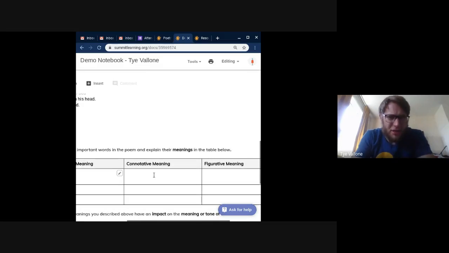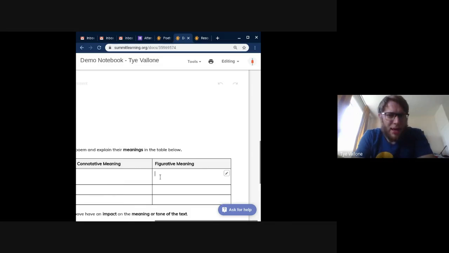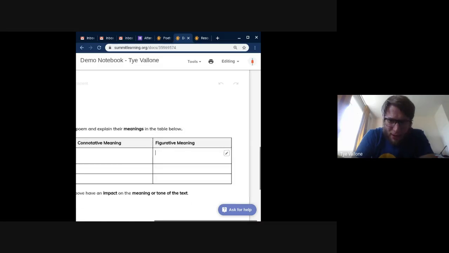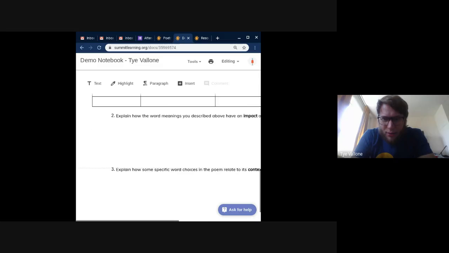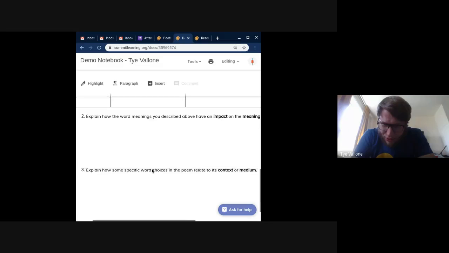The connotative meaning, how does that word make us feel? What's the association? We put that in this box. And then is there a figurative meaning? Is this word supposed to represent something else, like raining cats and dogs? We can put that in this last box. Do that for all three boxes, and then there's two questions to answer here, right?